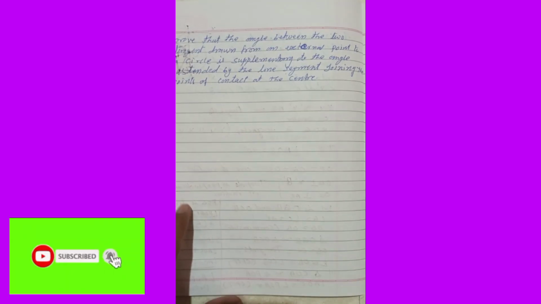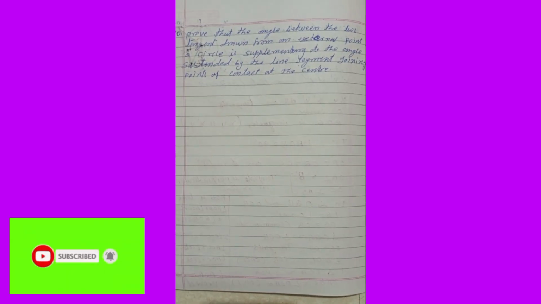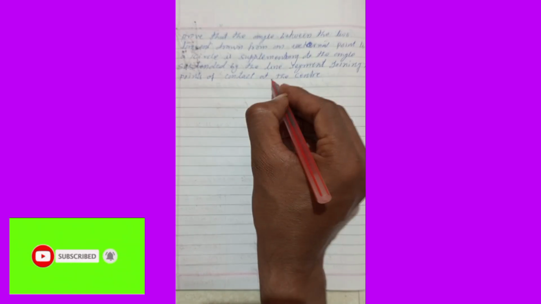Question number 10. We are going to do question number 10 in this way. Question number 10 says: prove that the angle between the two tangents drawn from an external point to a circle is supplementary to the angle subtended by the line segment joining the points of contact at the center.